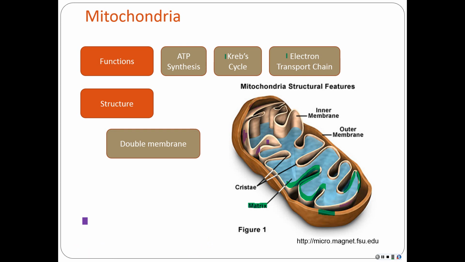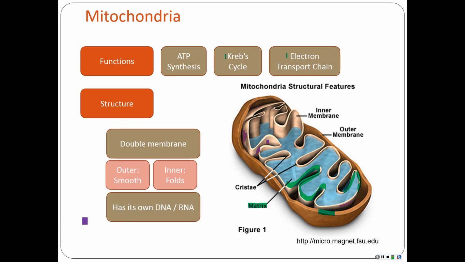We identified the outer membrane as smooth, and the inner membrane folds to increase surface area. Something really interesting about the mitochondria is that it actually has its own DNA and its own RNA. So many of the proteins it expresses inside, carrying out the Krebs cycle and the electron transport chain, it actually makes itself.